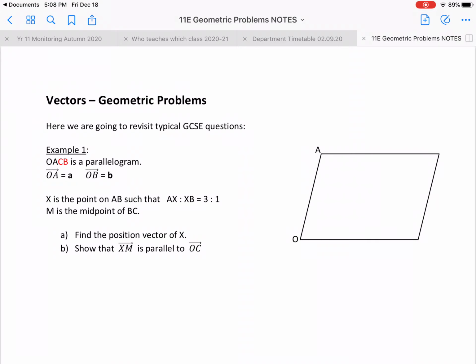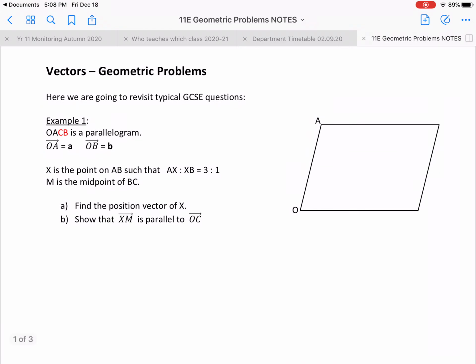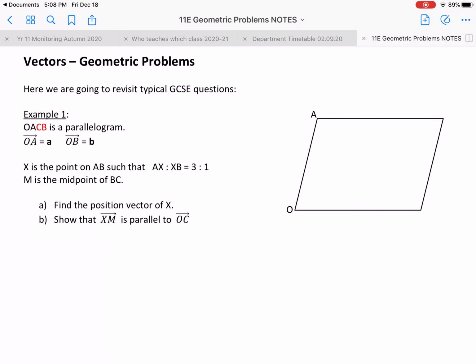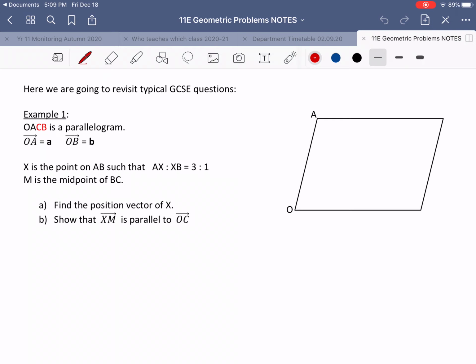Okay, so this is the notes for exercise 11E, geometric problems. In this first example, we have OACB as a parallelogram. We already have the first letters written, O and A, but we also need the C and the B. So it goes OACB. We have to follow the letters that are given there. It might seem a bit weird that we're not doing it in alphabetical order, A and then not having a B there, but that's just unfortunately the way this has been written, so we'll have to follow that.